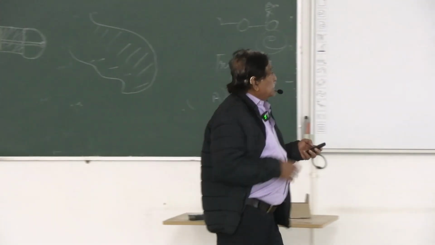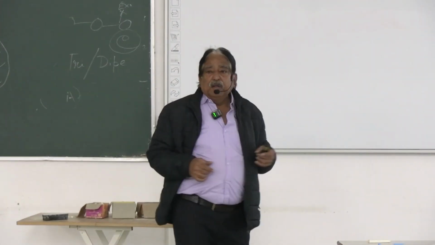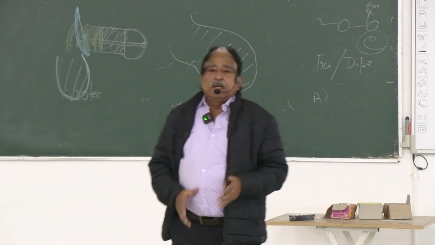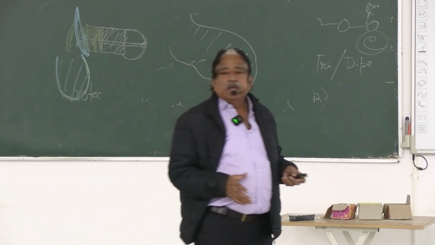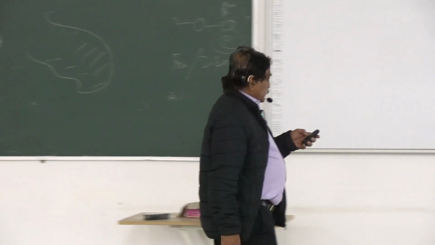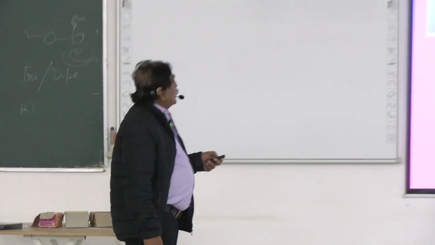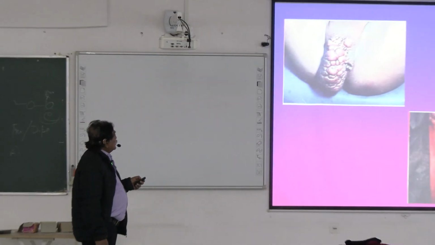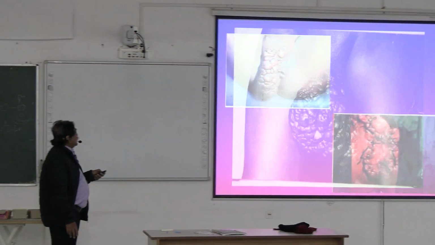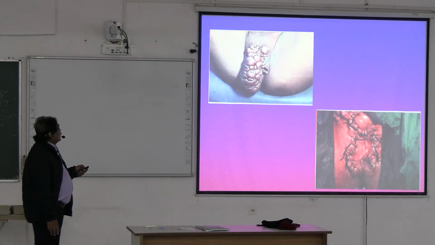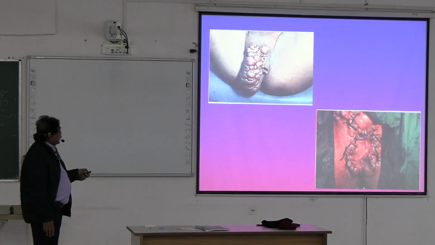Anyway, this is a female with huge filarial labia and clitoris. Even this is one less severe. See, this is a big one. Now, after excision, this is the picture.